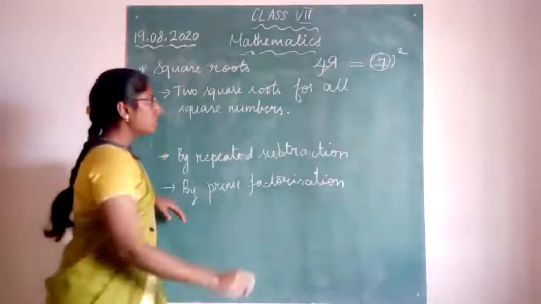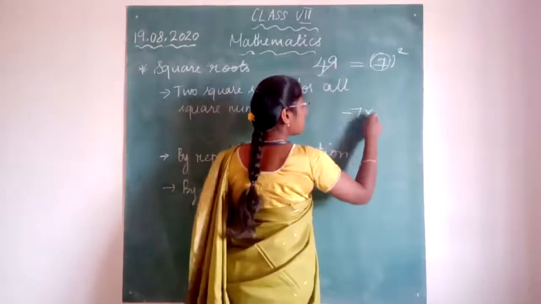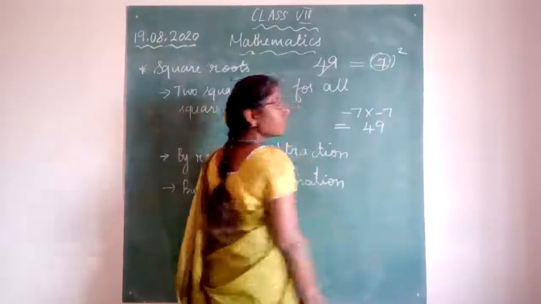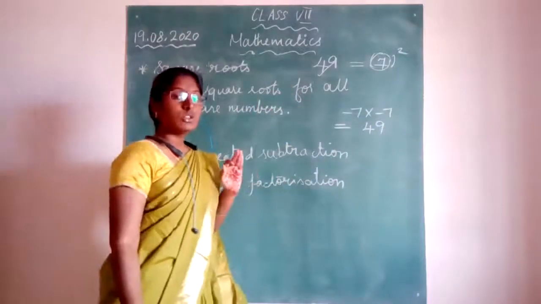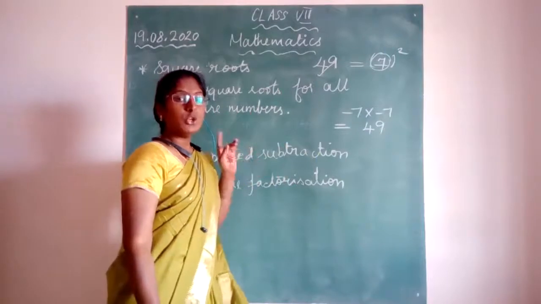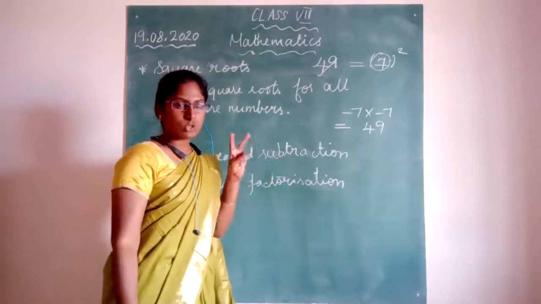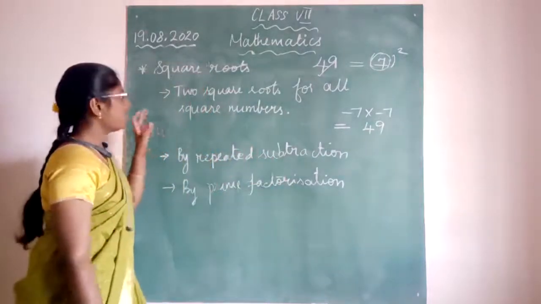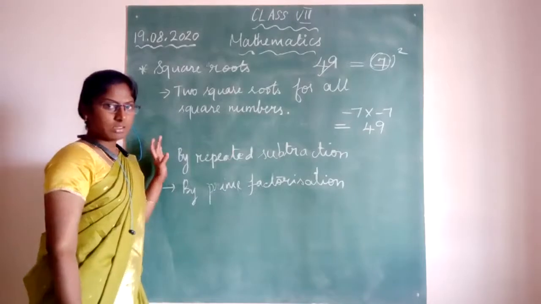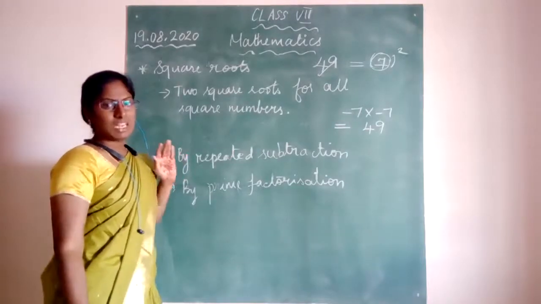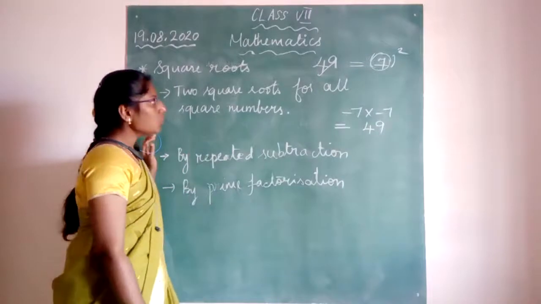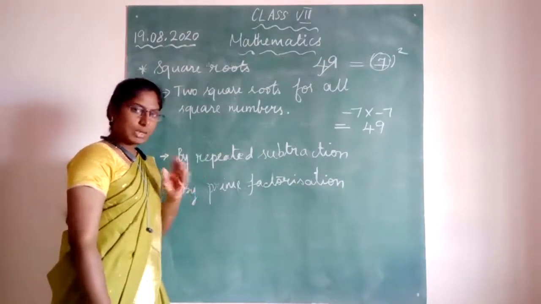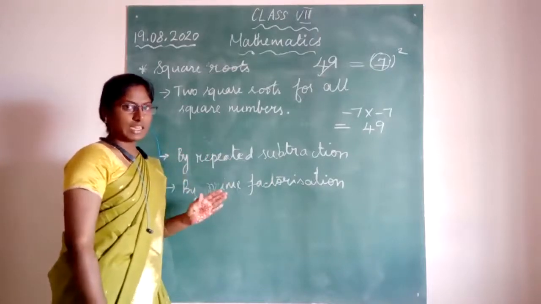Is it clear? Also you have minus 7 into minus 7 as 49 only. Minus into minus is plus, and 7 7s are 49. Okay, is it clear? So for a square number, you can have two possible square roots. One is negative and one is positive. Is it clear? So that is what it is said here. Two square roots for all square numbers. Okay, but in this chapter we are dealing only with positive numbers. So you can take all the numbers more than 0. You do not go below 0, that is negative numbers. Leave out all the negative roots.